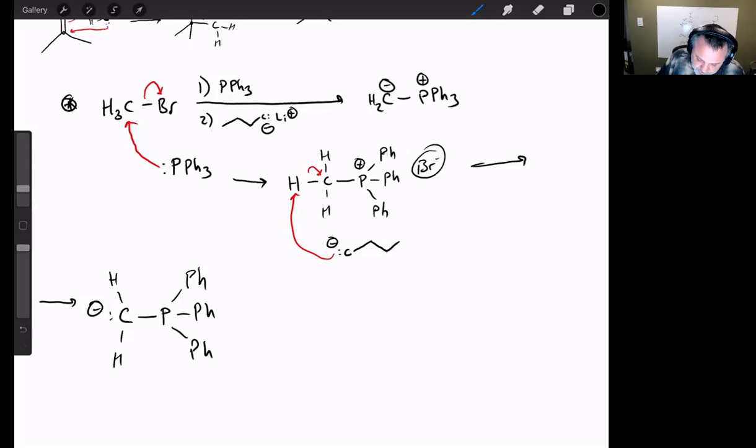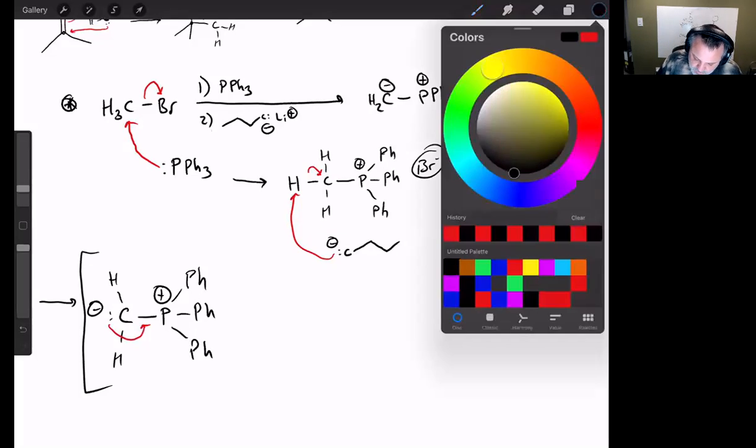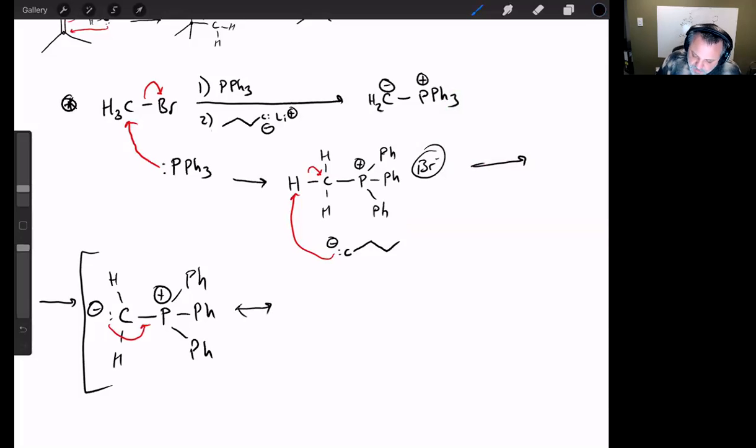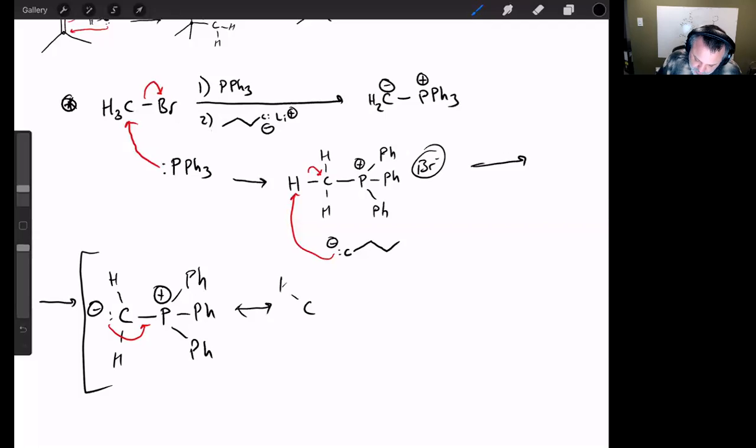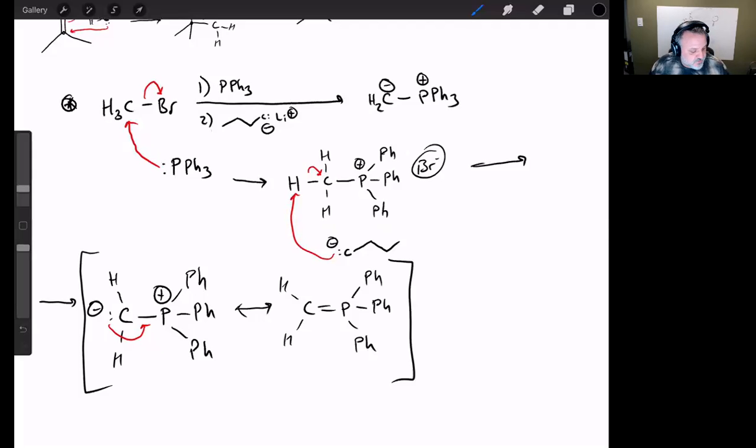Wittig reagent. And now what I haven't shown about the Wittig reagent is that it's actually resonance stabilized. So the lone pair on the carbon can form a double bond with the phosphorus. And so you often actually see it as this. And so this is the Wittig reagent.